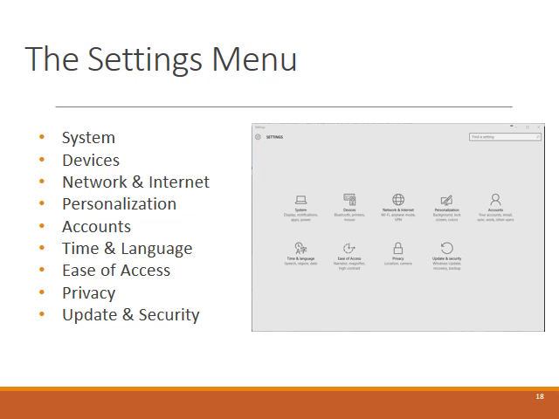You also have privacy settings, so you can change the location privacy setting to off if you don't want Microsoft to know where your PC is physically located. You can also change the camera settings here. And finally, we've got Windows Update and Security, which will allow us to set settings specific to Windows Update, recovery, and backups.